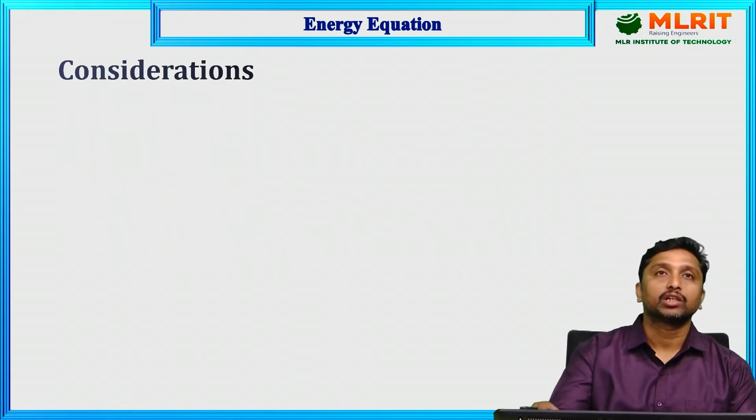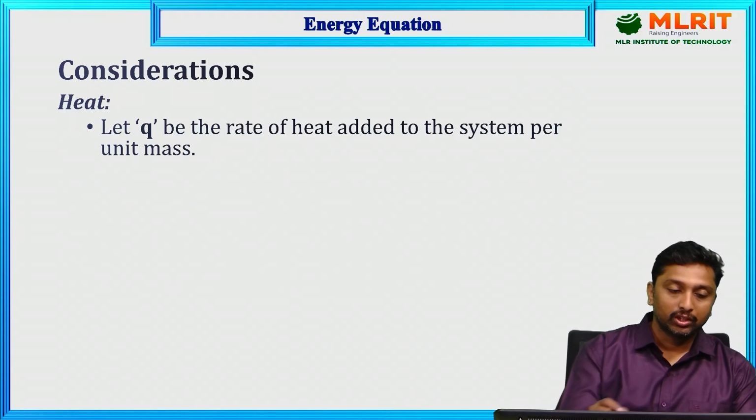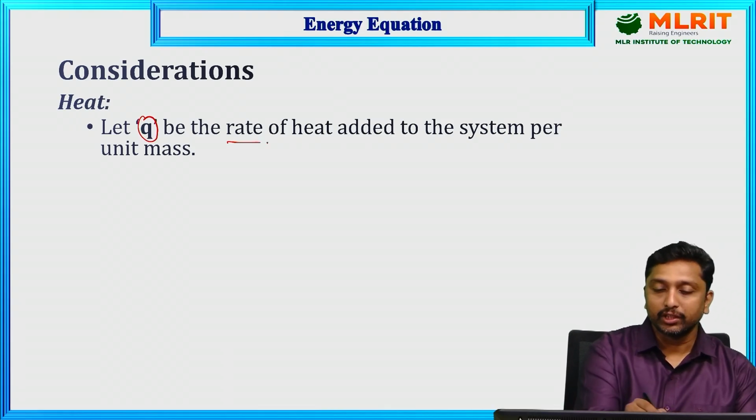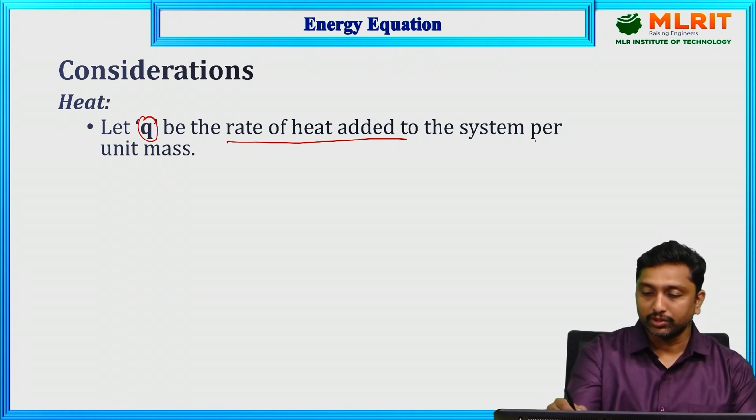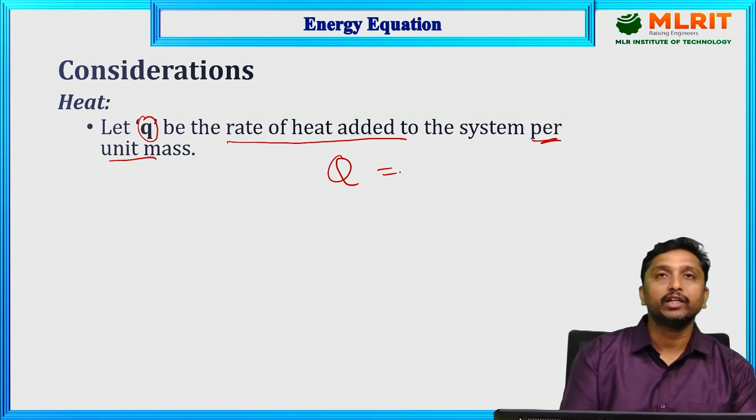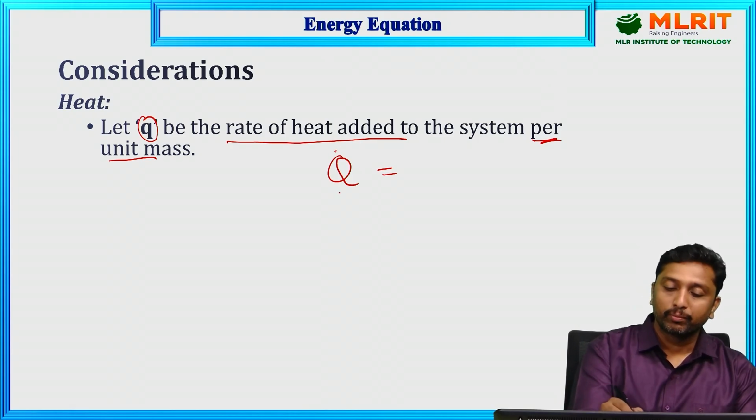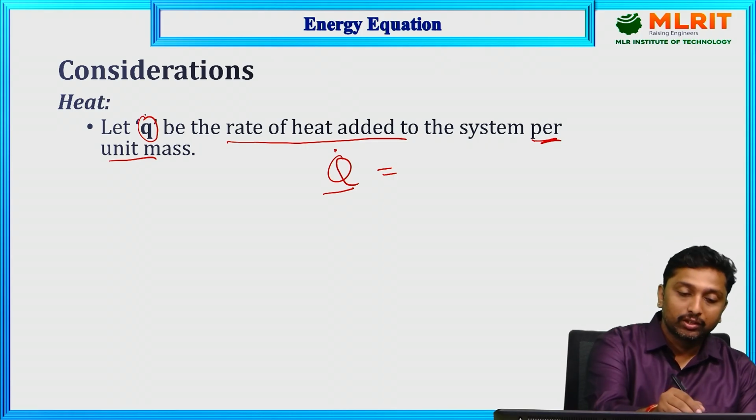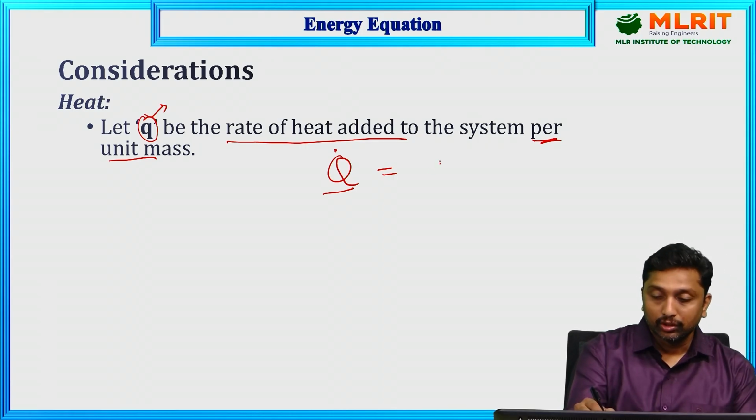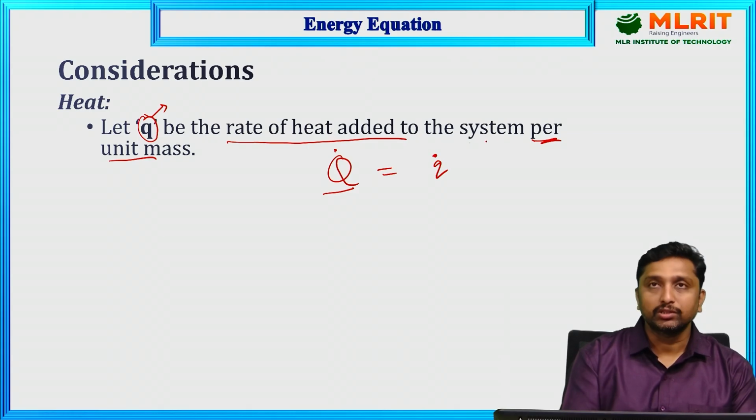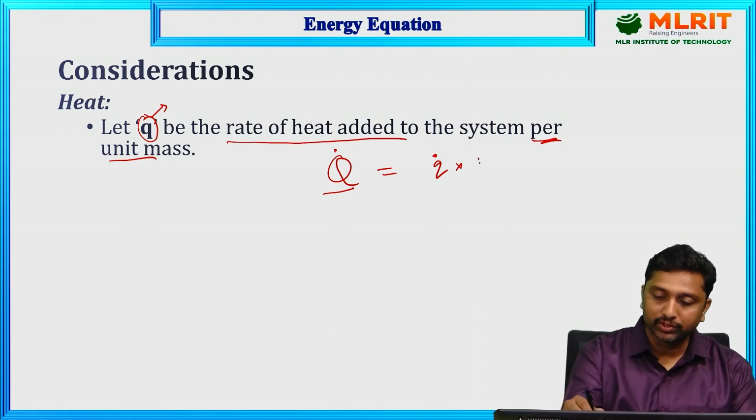Now let us consider certain aspects. Let Q be the heat added, or rate at which heat is added, to the system per unit mass. That is, if capital Q dot is the total heat added per unit time, then this can be written as Q dot, the rate of heat added per unit mass, into the mass of the system.